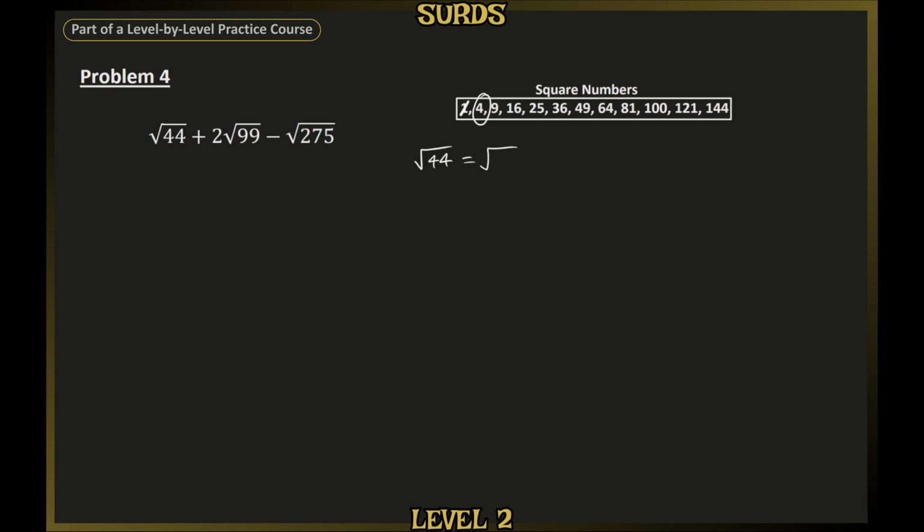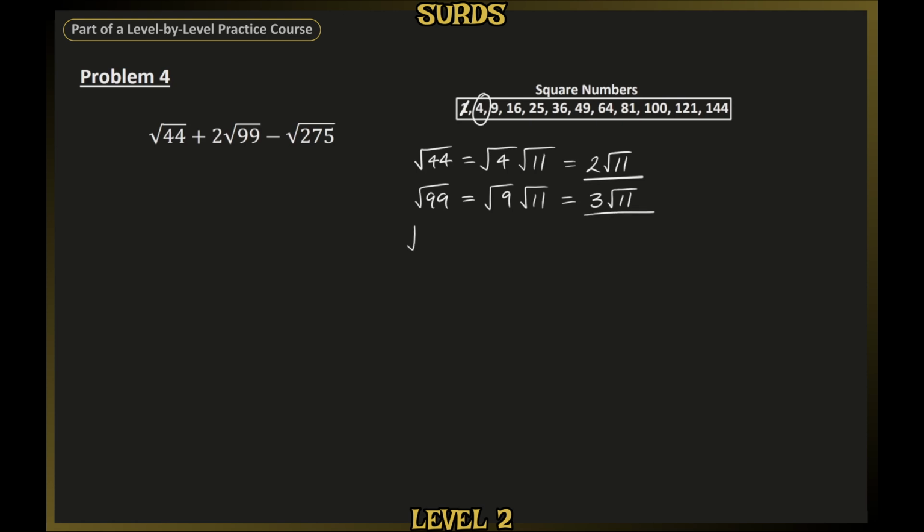So we can rewrite the square root of 44 as the square root of 4 times the square root of 11. And because the square root of 4 is 2, this becomes 2 root 11. We can now move on to the square root of 99. And again, in this, we know that we're going to have a square root of 11 so that we can simplify it with the one above. And 9 times 11 makes 99. So this becomes the square root of 9 times the square root of 11. And the square root of 9 is 3. So this becomes 3 root 11.